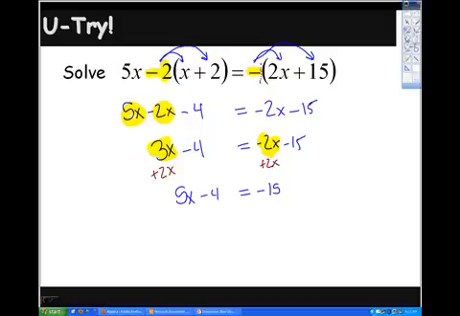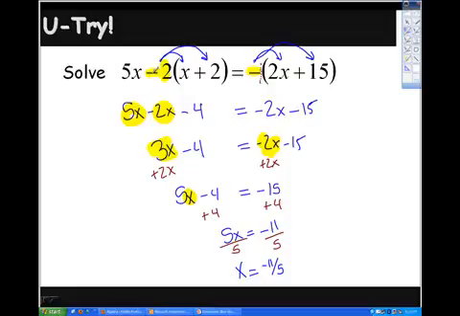Now I'm going to start undoing the x on this left side. I want to get this by itself. First thing I need to do is get rid of the 4, so I'm going to undo minus 4 by adding 4 to both sides. So I've got 5x equals negative 11, and now we're going to divide by 5 and get a fraction this time, it looks like. We're going to be checking this one for sure. x equals negative 11 fifths.